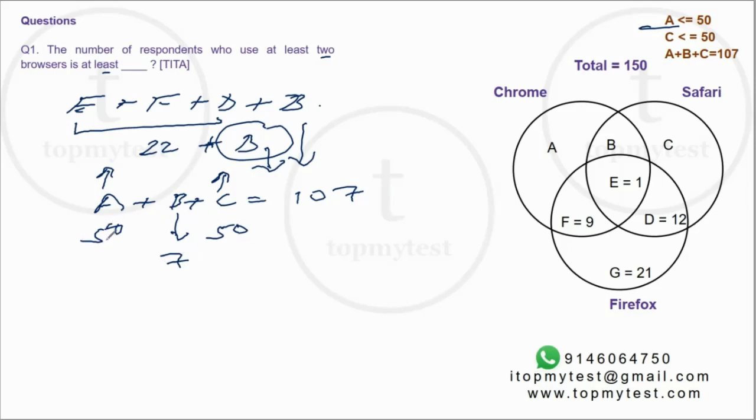Now if I reduce the value of A, the value of B will increase because C cannot increase any further. C has reached the upper limit. Similarly, if I reduce A and C, value of B will increase even more. So this is the bare minimum value of B. Plug it in. If I put 7 over here, 22 plus 7, 29 will be your correct choice.